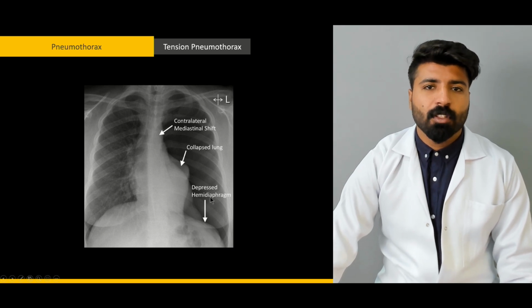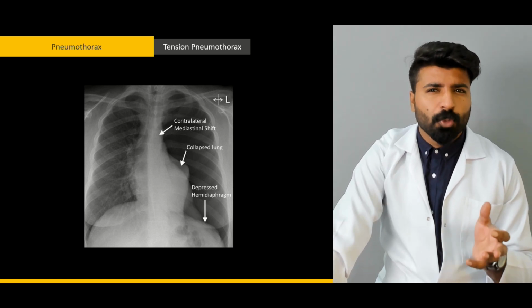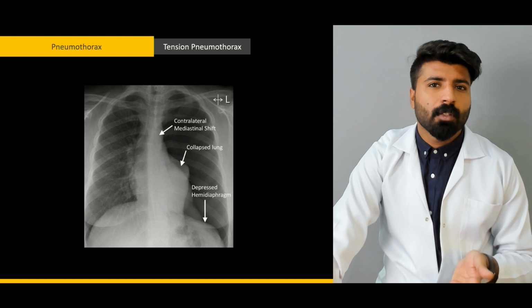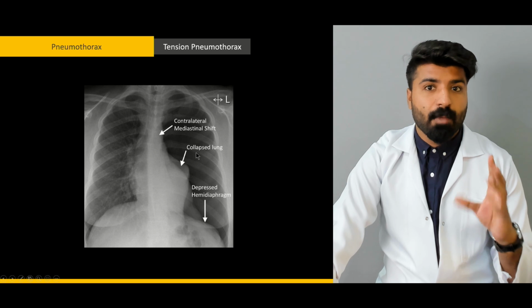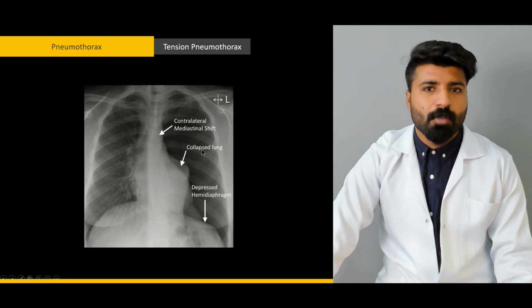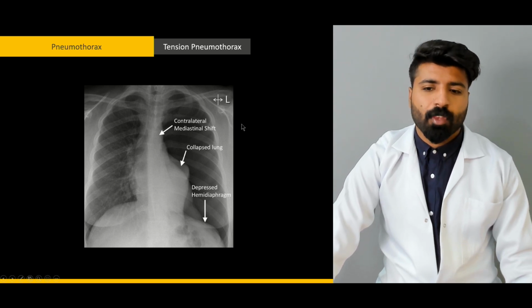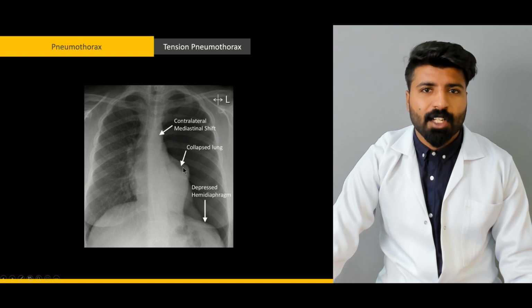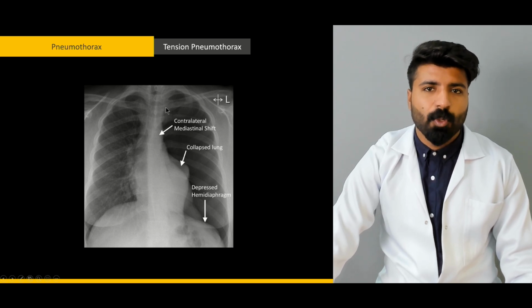You got a radiograph showing you pneumothorax, but you have to know which kind of pneumothorax it is. Either it's closed pneumothorax, open pneumothorax, or tension pneumothorax, and the worst of it, the medical emergency, is tension pneumothorax. So when you look at an X-ray and you see these three things happening, it's tension pneumothorax. You immediately have to intervene. Contralateral mediastinal shift, collapsed lung, and depressed hemidiaphragm. These three are the findings you must look for.